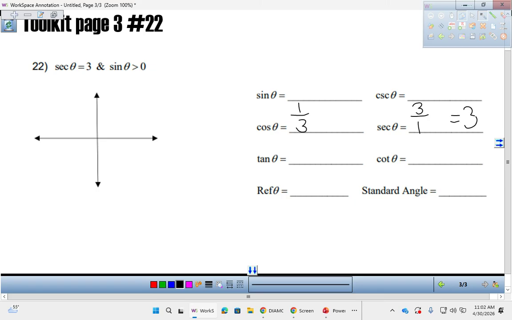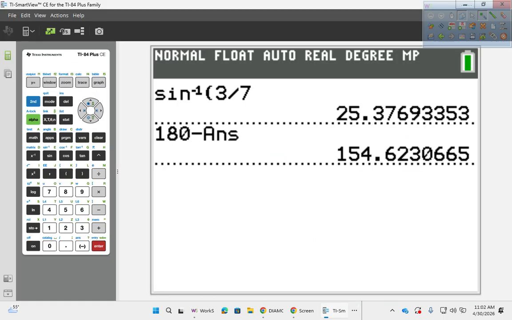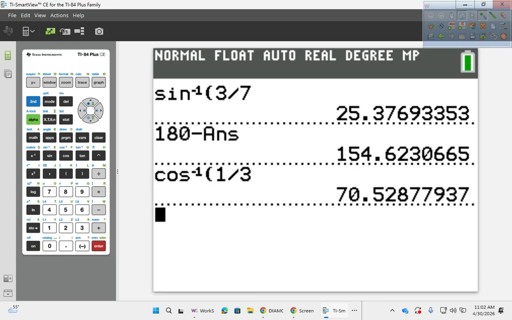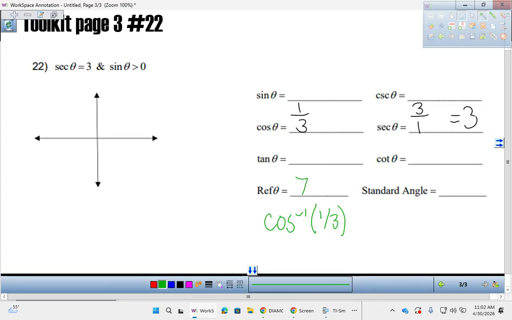From here, if I have one of these 3, then I can do this. Cosine inverse of 1/3. Right, as long as I have a sine, a cosine, or a tangent, I can find that angle. So cosine inverse of 1/3, 70.53 is my reference angle.